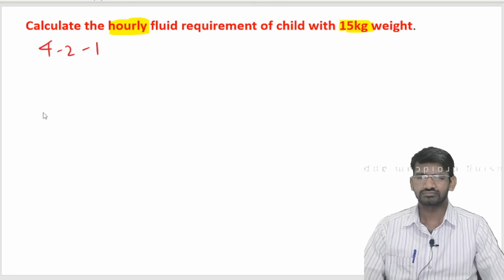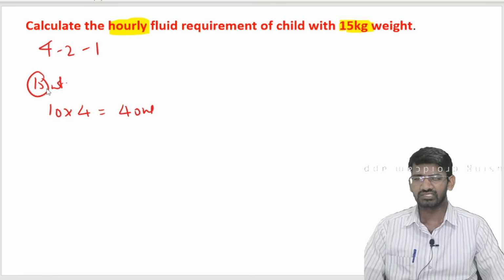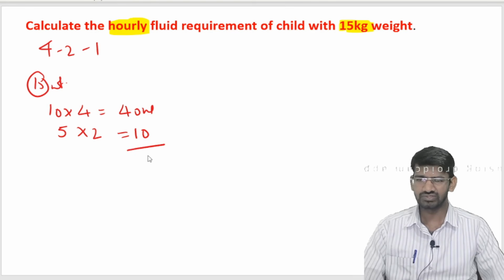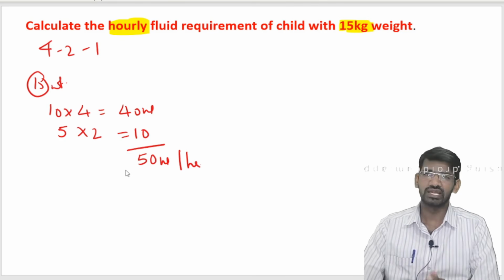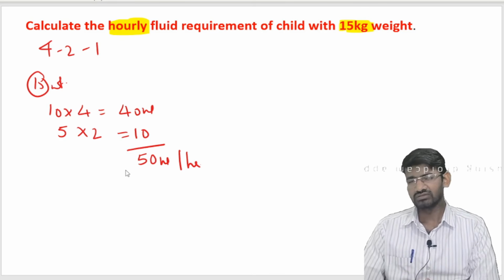The weight here is 15 kg. For the first 10 kg it is 4 ml per kg, so it is 40 ml. For the next 10 kg, here we have another 5 kg, so 2 ml, 5 twos are 10. So the total is 50 ml per hour. This is how we calculate using the Holliday and Segar method or formula.